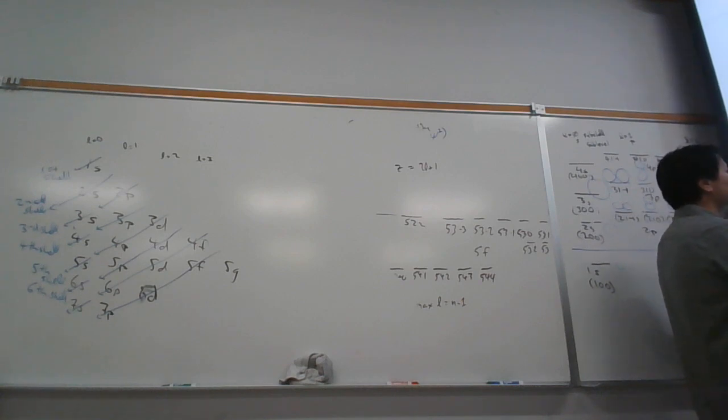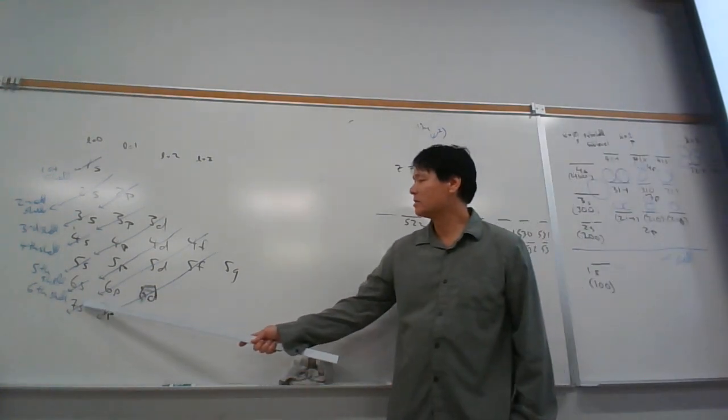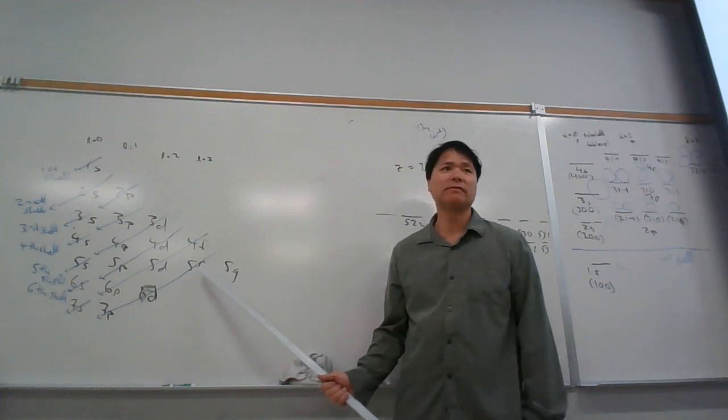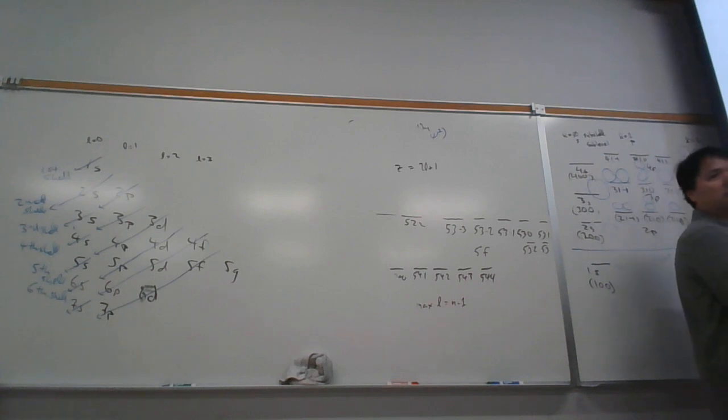The seventh shell does the same thing. The seventh shell is going to go 7s to 5f. And so it goes 7s to 5f, which are down here.